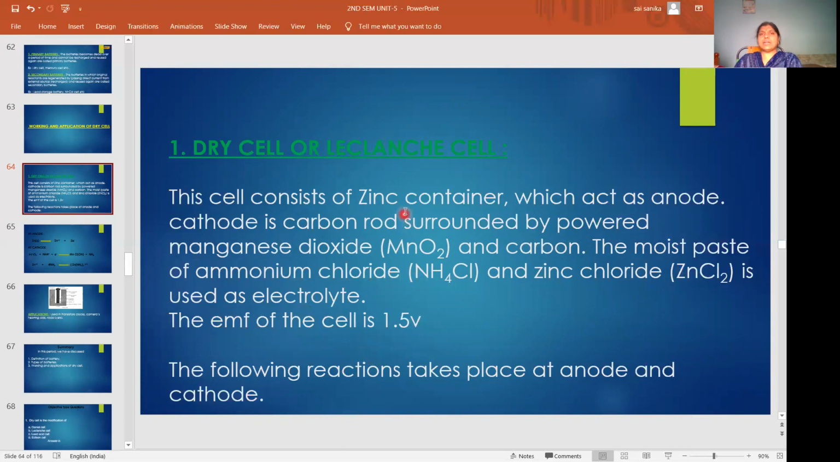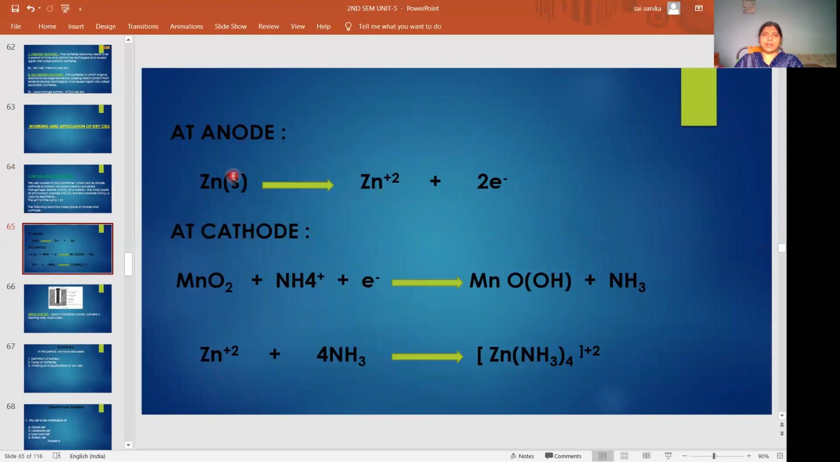So here the zinc container itself is acting as anode. So the zinc itself undergoes oxidation. So Zn gives rise to Zn2+ plus 2 electrons. So at cathode, which is undergoing reduction, manganese dioxide. So this is undergoing reduction by taking one electron and reacting with NH4+ ions.